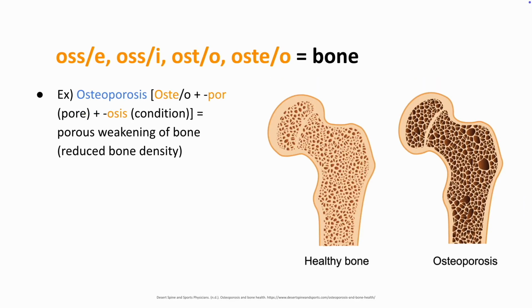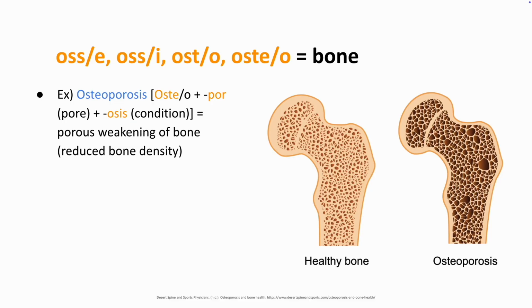This is a lot, but they all mean the same thing: bone. Os, e-os, os-i, ost-o, osteo, all mean bone. And osteoporosis: osteo, bone, pore means pore, kind of intuitive. Osis, if you remember from last lecture, means any kind of condition.